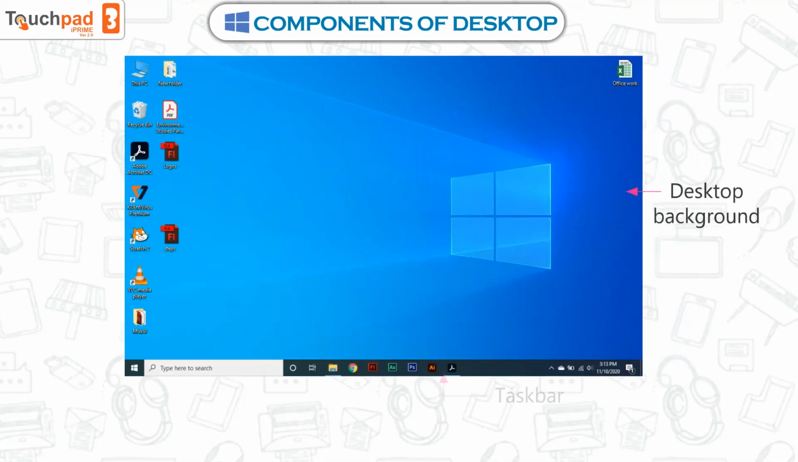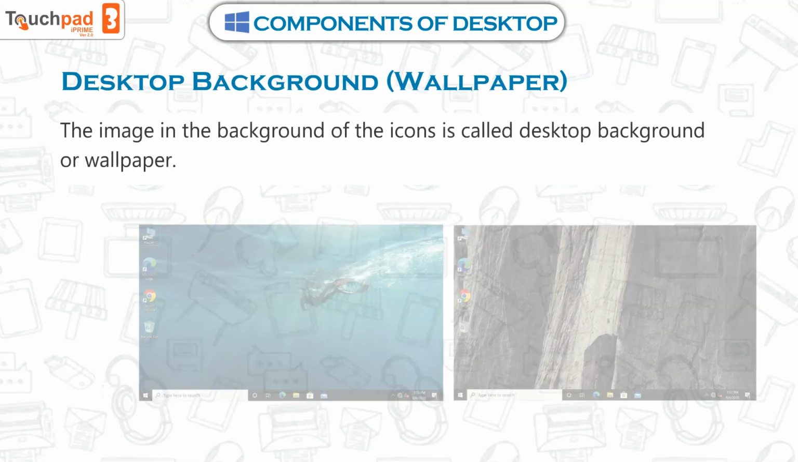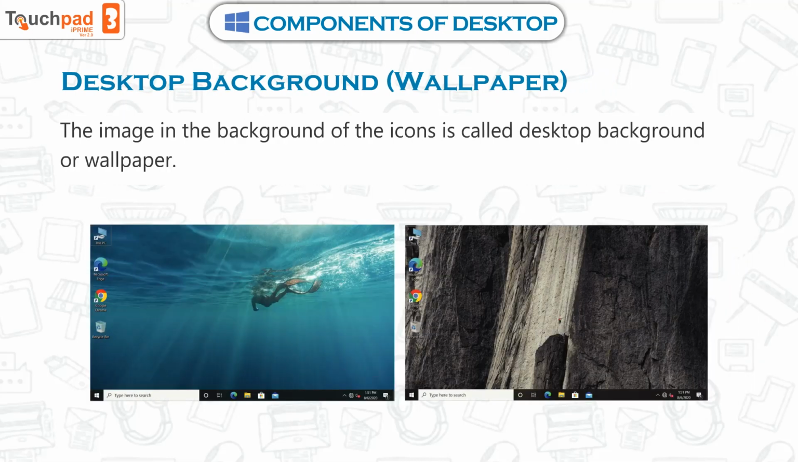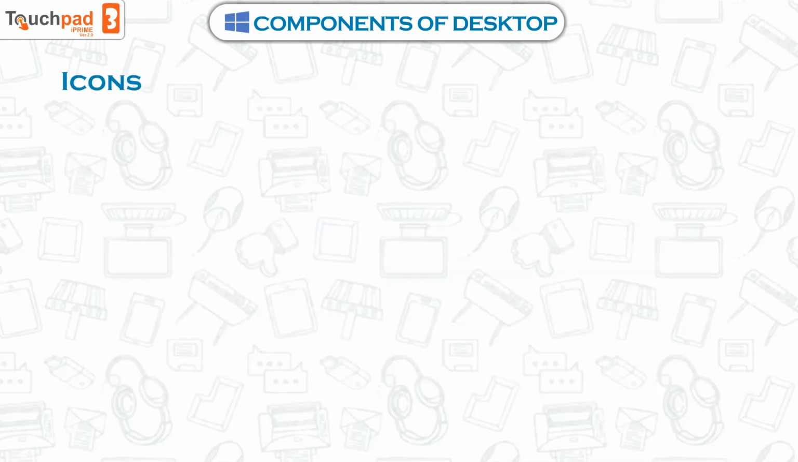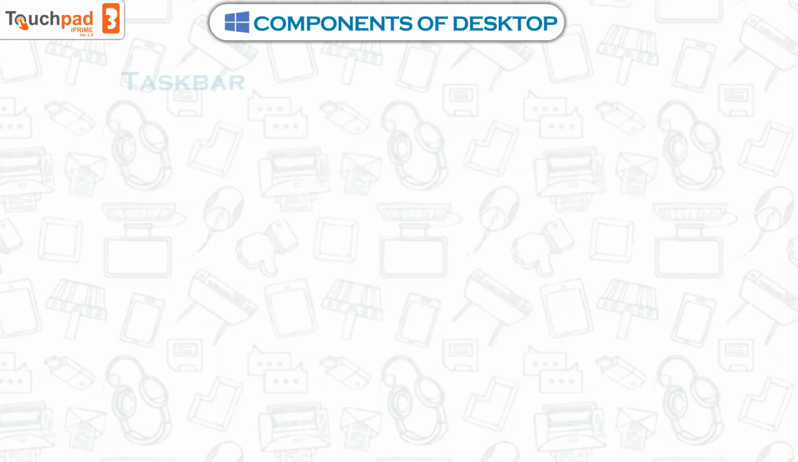Desktop background, taskbar, icons. Desktop background wallpaper. The image in the background of the icons is called desktop background or wallpaper. Icons. Small graphical representations of various files, folders, programs or applications are known as icons. These icons help to quickly open the files, folders or programs by double-clicking on them.